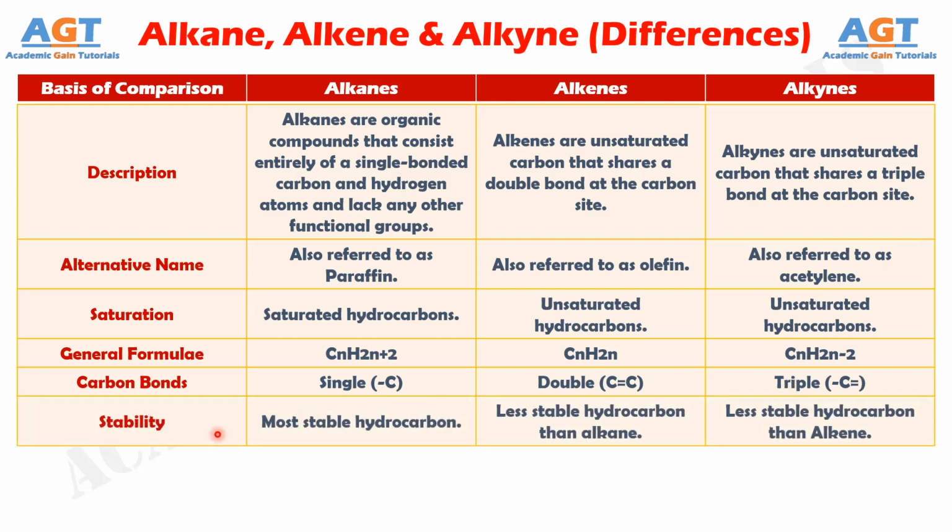If we differentiate them in terms of stability, the alkanes are the most stable hydrocarbons. The alkenes are less stable hydrocarbons than alkanes. The alkynes are less stable hydrocarbons than alkenes.